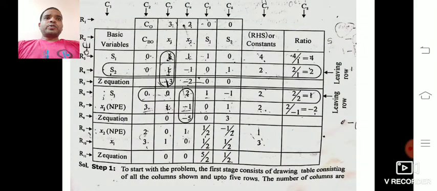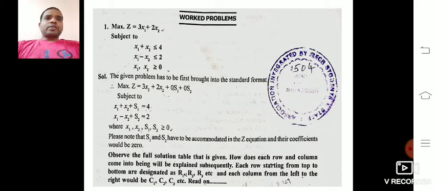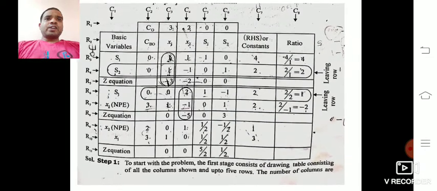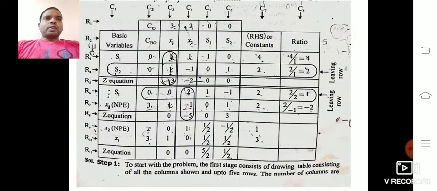Now coming to the constraint, the x1 coefficient is 1 in the R3 row, so just write down 1 below x1. For x2 again it is 1. For s1 the coefficient is 1, and there is no s2 in the first constraint, so you take 0.